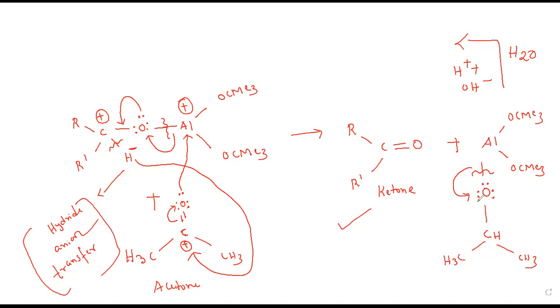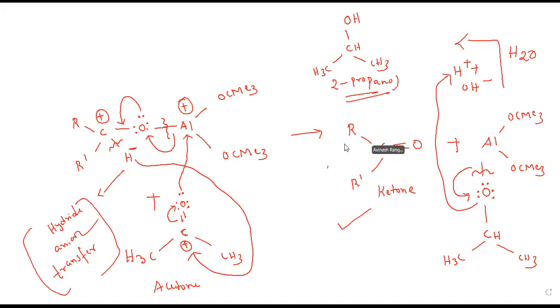This additional lone pair of electrons will be donated to this H plus. So oxygen can form a new bond with H plus, and you can get the byproduct here. Directly you can write OH followed by CH, CH3, CH3. This is called 2-propanol. So this is your second step, where the aluminum derivative of the secondary alcohol has been converted into ketone.